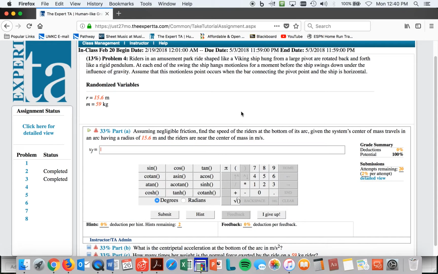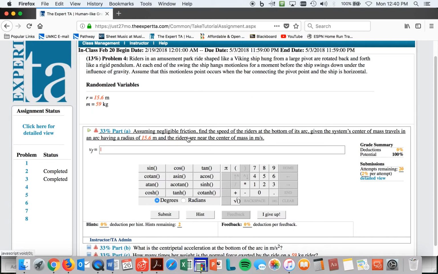it's about riders in an amusement park. You all don't know how to do part A yet, unless you had physics in high school. Unless you remember the potential energy at the top is going to equal the kinetic energy at the bottom. That's a precursor for chapter 7 that we're going to start on Tuesday, a week from Tuesday, right after the exam.